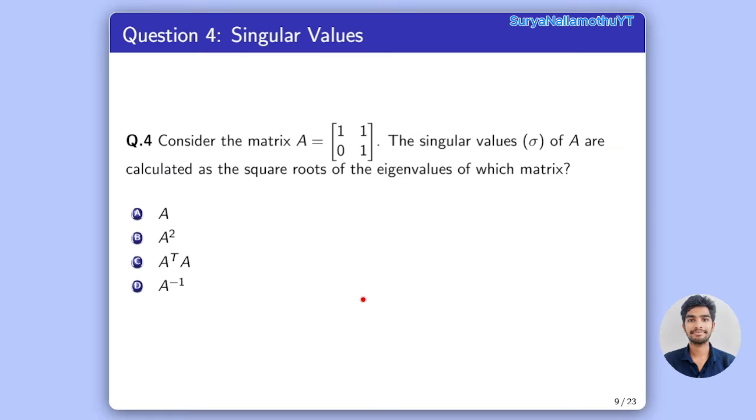Next question is, consider a matrix A = [1 1; 0 1]. The singular values of A are calculated as square roots of the eigenvalues of the matrix. Here we observe that this is a 2 by 2 matrix. The singular values of the matrix A are nothing but the square roots of the eigenvalues, and it must be an orthogonal matrix. Among the forms below, the orthogonal matrix condition is satisfied only by this one.